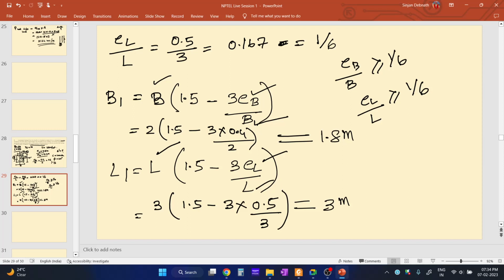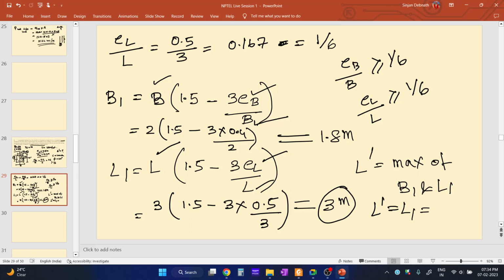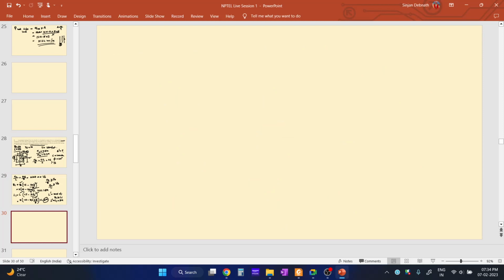Now L dash is equal to the maximum of B1 and L1. So what is the maximum of B1 and L1? It is 3 meter. So L dash is equal to L1, which is equal to 3 meter.